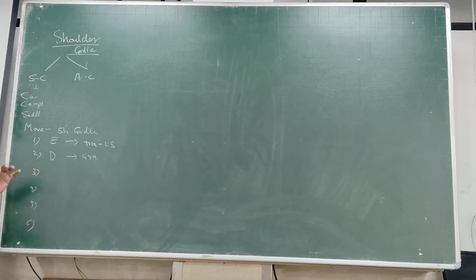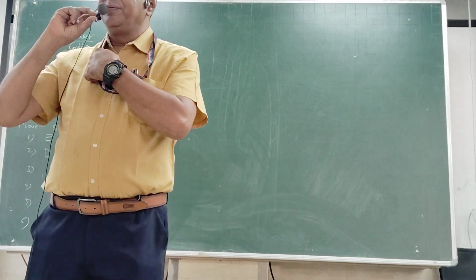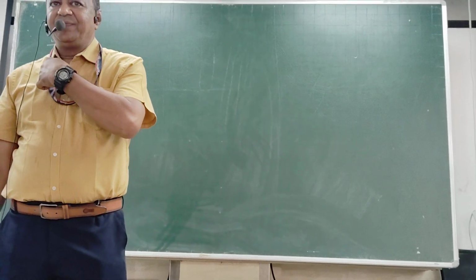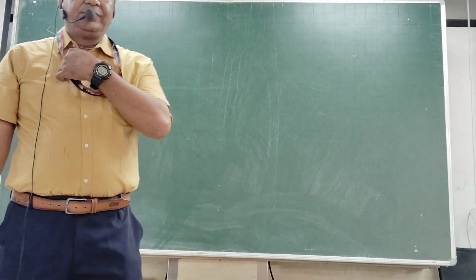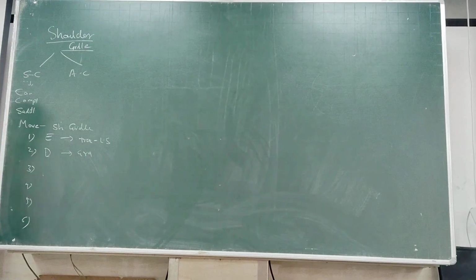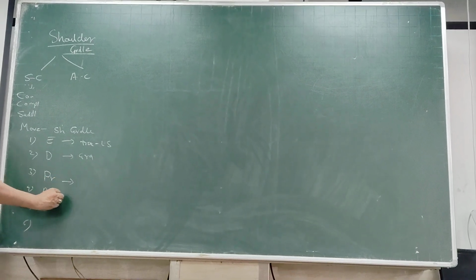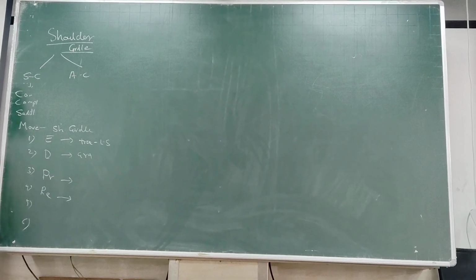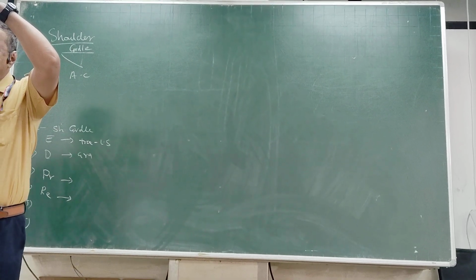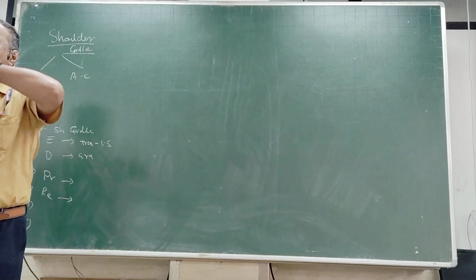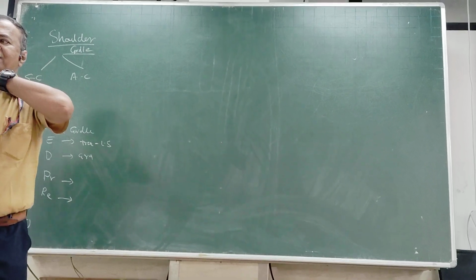Now elevation and depression happen around an axis passing through the medial end of the clavicle. Then protraction and retraction. They happen around an axis vertically passing at the medial end of the clavicle. So around this axis, protraction, retraction.